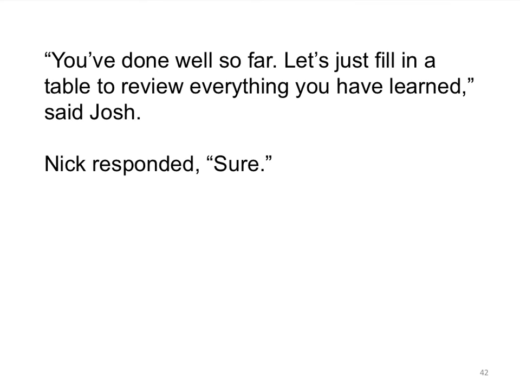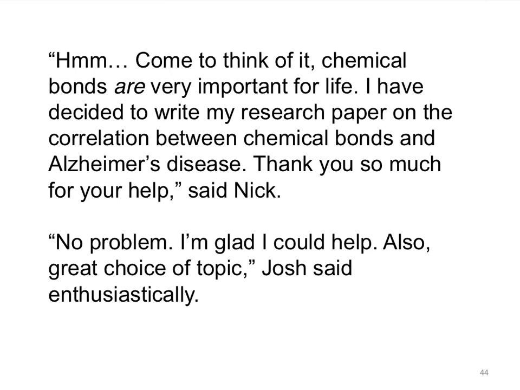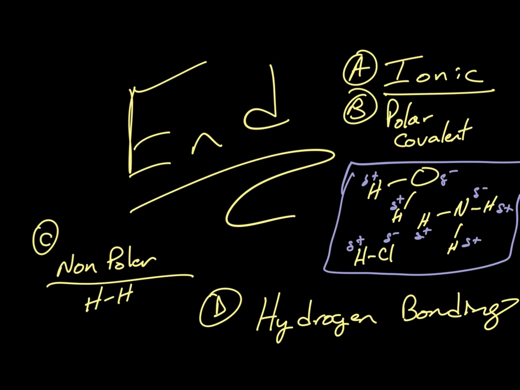All right, next. You've done well so far. Let's fill in the table and review everything we've learned. All right, so let's do that. Type of bond: the bond that occurs between carbon and oxygen atoms to form carbon monoxide. Carbon and oxygen, right? So what kind of bond is that? It's a covalent bond. So that takes us to the end of the video.